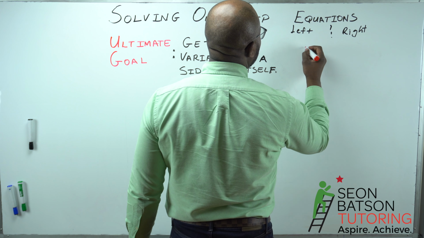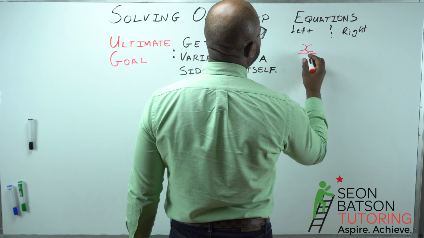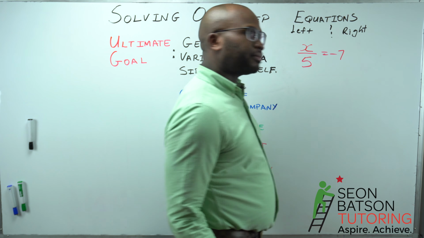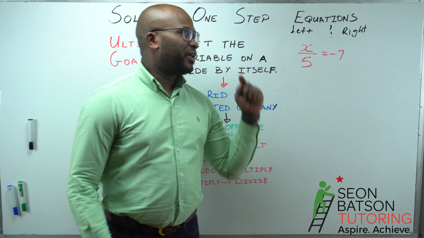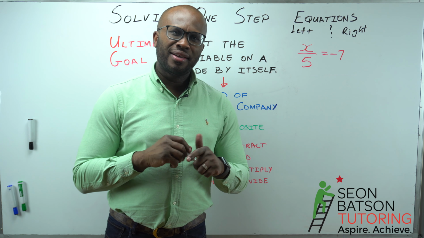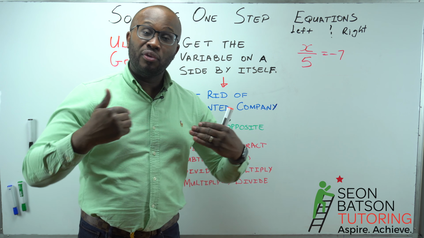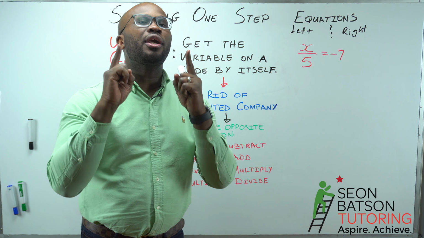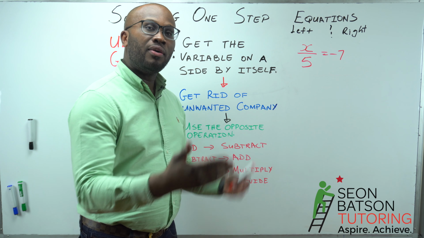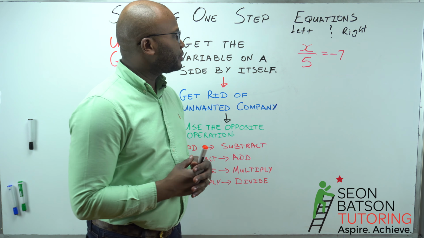Let's say we have x over 5 is equal to negative 7. I want you to try this one. What, you thought I was going to work this? No, you try this one right here. Pause the video, give it a try, follow our process. If you follow the process, I can guarantee you that you will get the correct answer. All right, pause the video, give it a try, and come back.